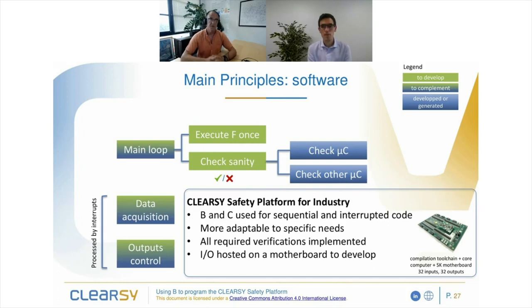And you have the version for industry. The idea is to provide more flexibility at the cost or risk of errors, and you have to do more things. So here you have more green. You can write the F function using B and C. You can program the sanity using existing libraries. You can program the main loop. You can program the data acquisition and the output counters. All the verifications are implemented, meaning that the product has been certified. So everything required is in the box.